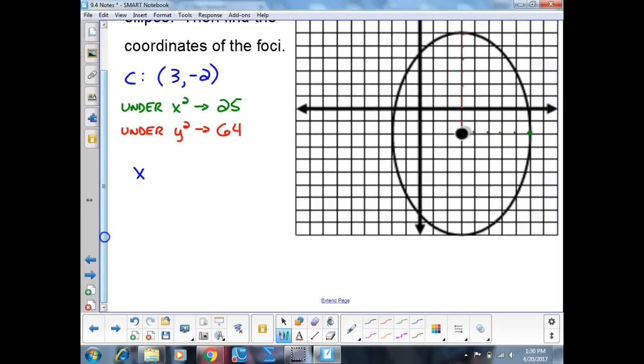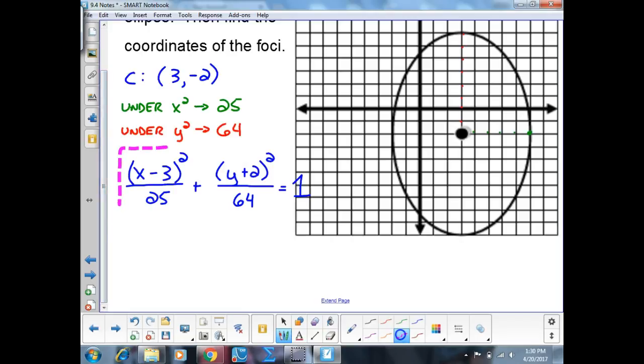X minus 3 quantity squared over 25 plus y plus 2 quantity squared over 64 equals 1. Right? Okay. So there's the equation of it. Then it said find the coordinates of the foci.